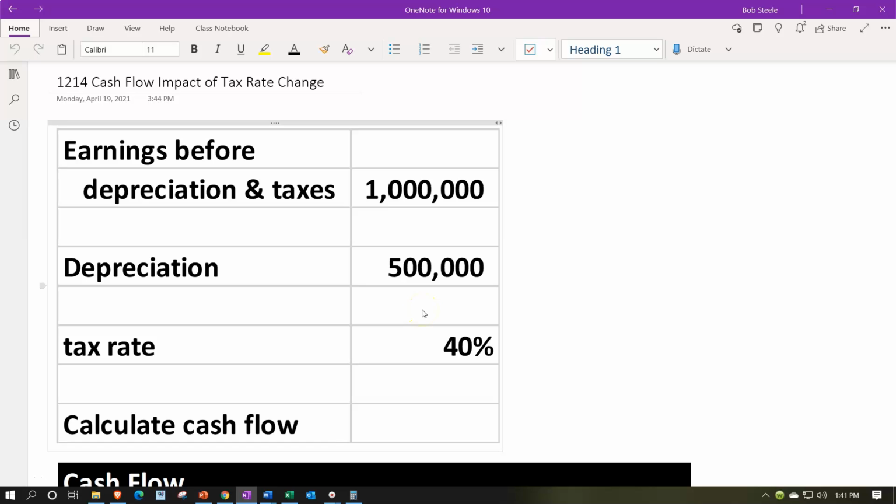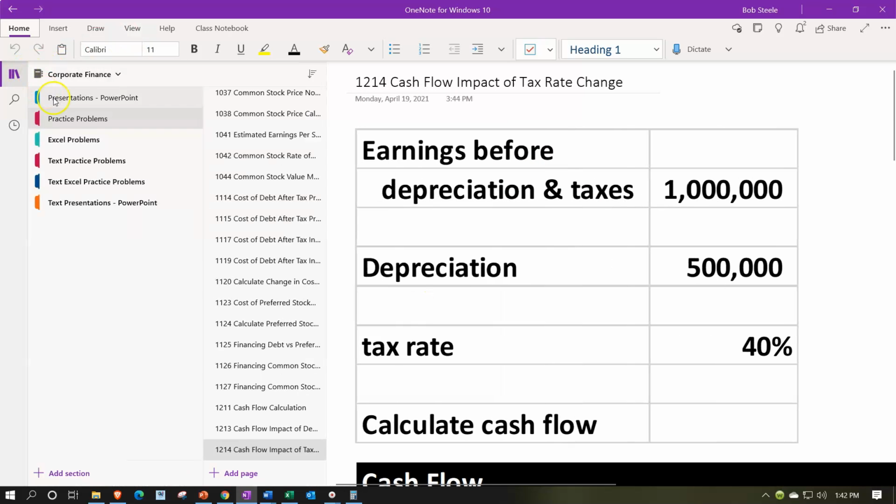Here we are in OneNote. If you have access to OneNote and would like to follow along, you're not required to, but if you would like to, we're going to be in the icon on the left-hand side in the practice problems in the 1214 cash flow impact of tax rate change tab.